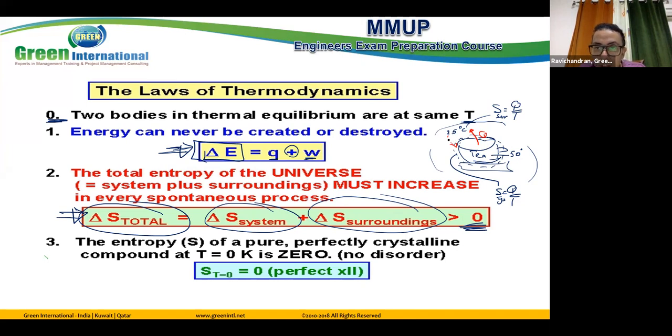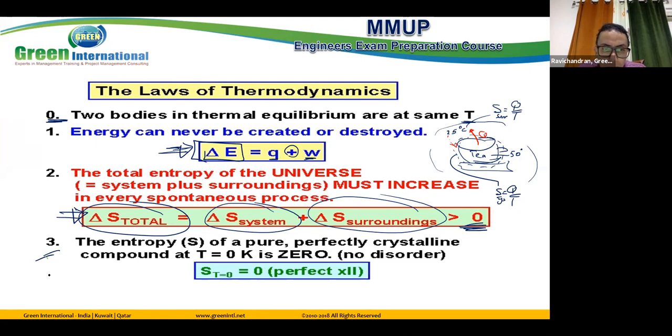But when we change the direction here, this sign will be changed, and this sign will be changed. So we calculate the entropy of the system plus the entropy of the surroundings, and we will find this one is less than 0. If this one is less than 0, it means this is an impossible process. Impossible process. Is that clear?